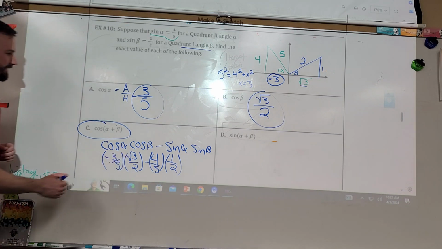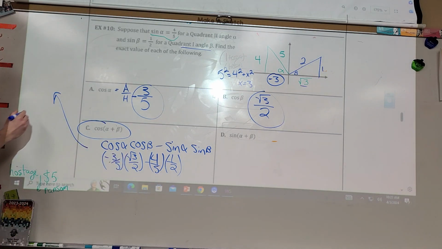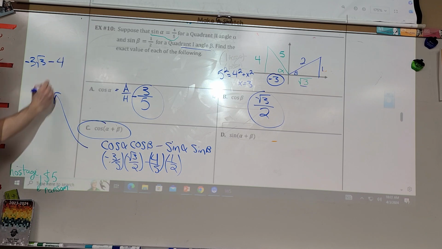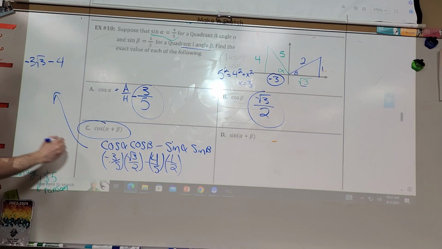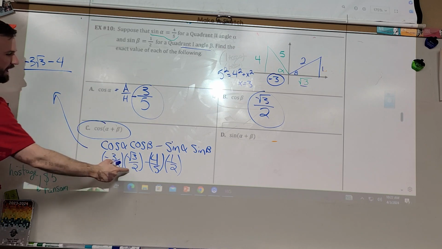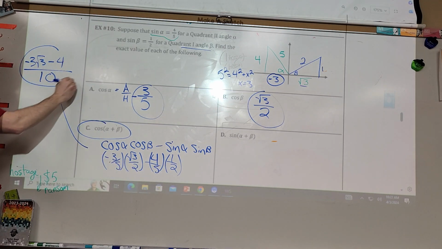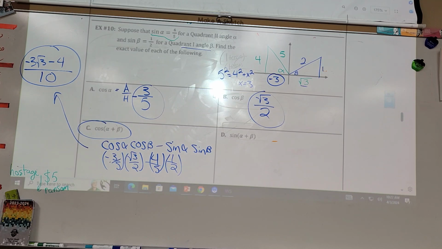I have to write up here. I ran out of room. So if I want to simplify this, I would get what? -3 root 3 minus 4, all over... Do I have a common denominator? 10. No calculator required.